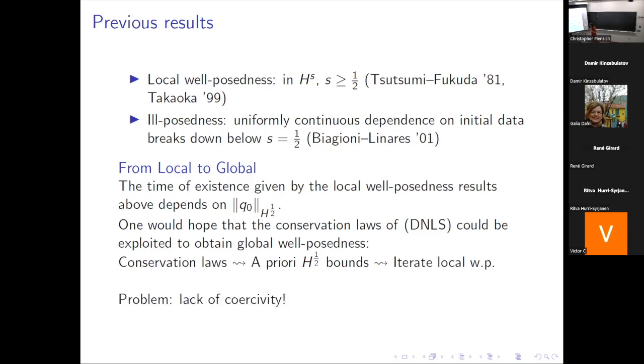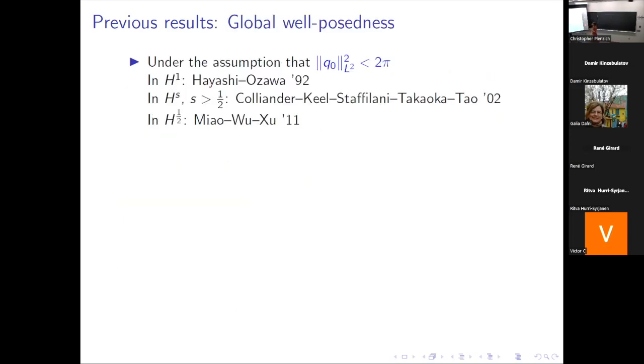The problem here is that the conservation laws cannot be used to get a priori H^1/2 bounds because they are not coercive. So this strategy will not work. So what did people do to overcome this problem? We restricted ourselves to a regime where we have coercivity. Okay, and that was done by assuming something more about the L2 norm of the initial data.